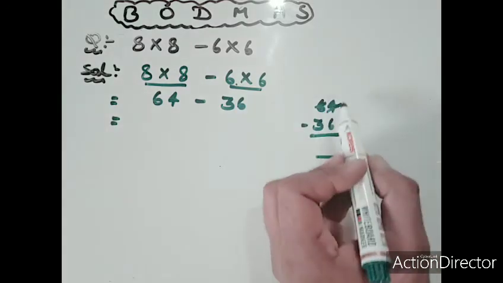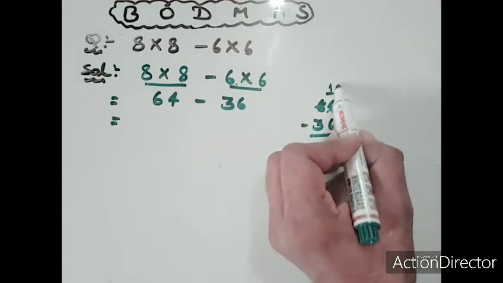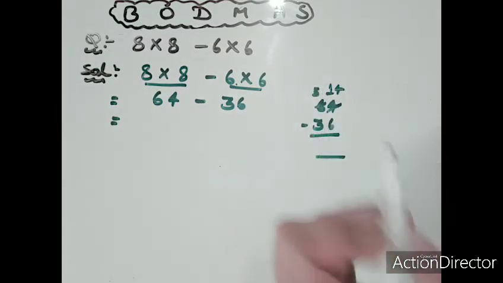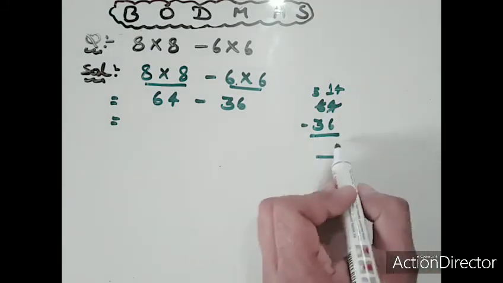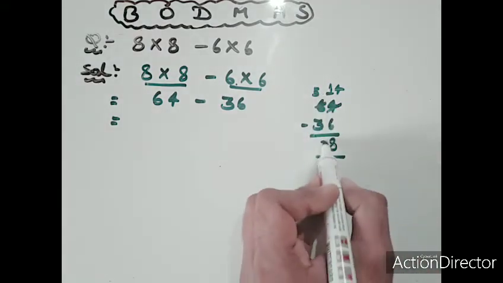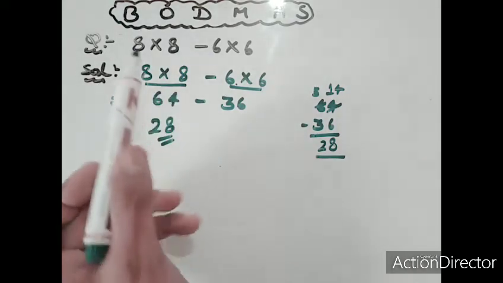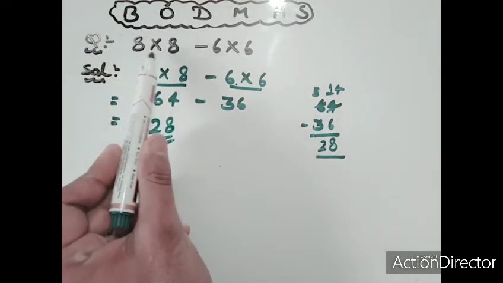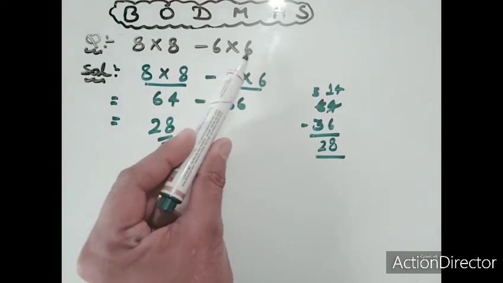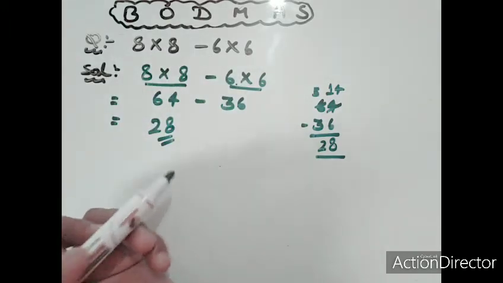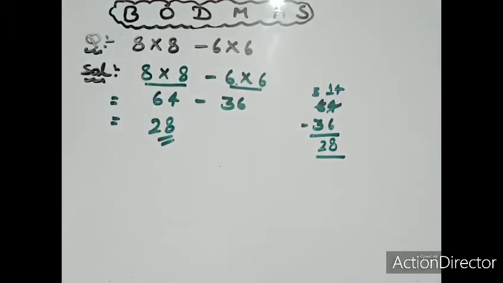So dear students, here we take one borrow from here. So this number changes to 14 and this number 5 is left here, right? 14 minus 6, 8, and 5 minus 3, 2. So here 28 is left, right? So when we solve 8 multiplied by 8 minus 6 multiplied by 6, here we get 28 as the answer.